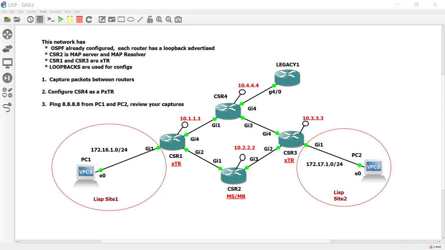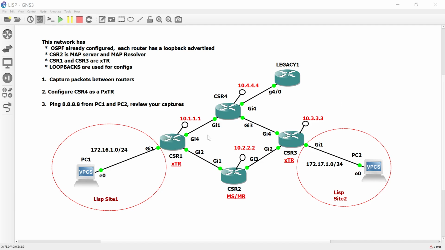This is the second LISP lab. This network has OSPF already configured. Each router has a loopback advertised. CSR2 is a map server and map resolver. CSR1 and CSR3 are both XTRs, and loopbacks must be used for the configs.